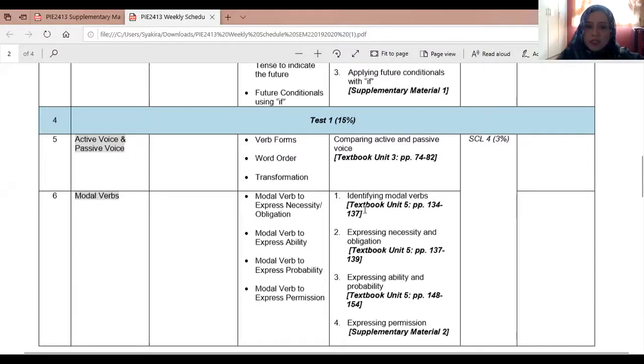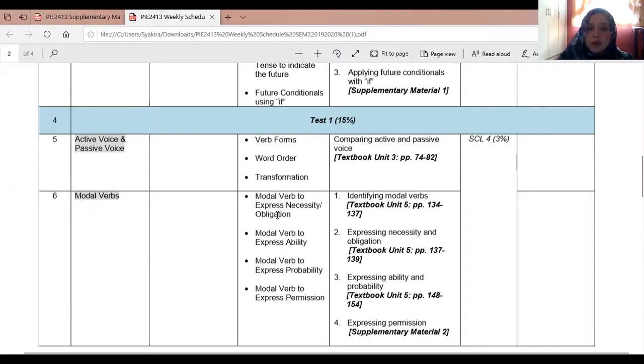So this week we are going to do lesson week 5. Lesson week 5 involves a few things. We're going to look at the weekly schedule to see what topics we are covering this week. Remember I told you that we are moving up the lessons, so this week we are looking at the lessons for modal verbs.